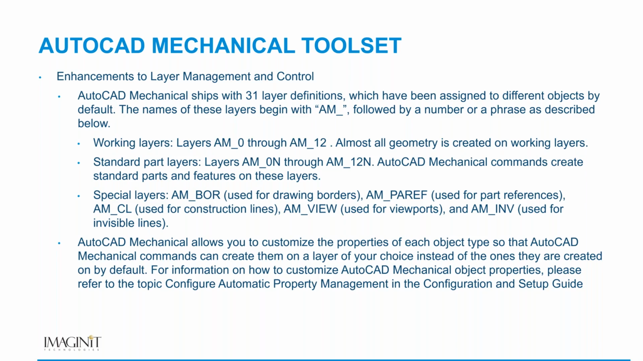AutoCAD Mechanical allows you to customize the properties of each object type so that AutoCAD Mechanical commands can create them on a layer of your choice instead of the ones created by default. For information on how to customize these object properties, please refer to Configure Automatic Property Management in the Configuration and Setup Guide. There's a lot of information there that you can use to make things more efficient for you.